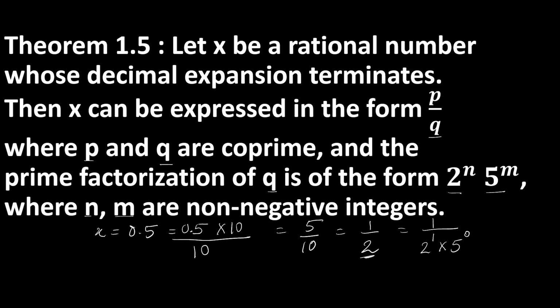You can observe in 1 by 2, 1 and 2 are co-prime because they do not have any other common factor apart from 1, right? As well as the denominator q will be of the form 2 raised to n into 5 raised to m, where n and m are non-negative integers. So, if you compare 2 raised to 1 into 5 raised to 0 with 2 raised to n into 5 raised to m, you can clearly observe that the n value is 1 and the m value is 0 over here, right? And both of them are non-negative integers. So, this is what Theorem 1.5 means.